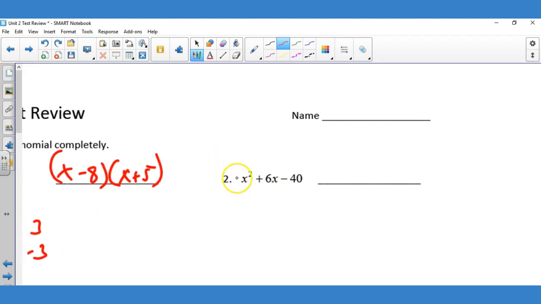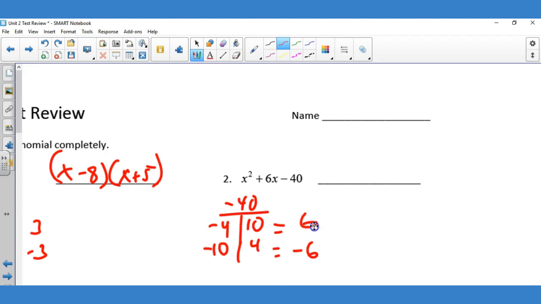Alright, number 2. Again, the leading coefficient is 1. So we immediately look at our constant of negative 40. So the factors of negative 40, negative 4 and 10, and negative 10 and 4. Well, negative 4 plus 10 is 6, negative 10 plus 4 is negative 6. We want positive 6. So we're going to have x minus 4, x plus 10. Alright, those are our factors for that one.